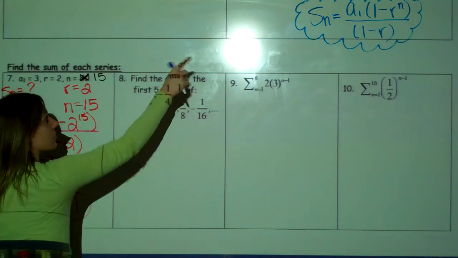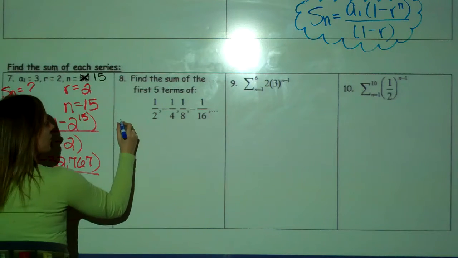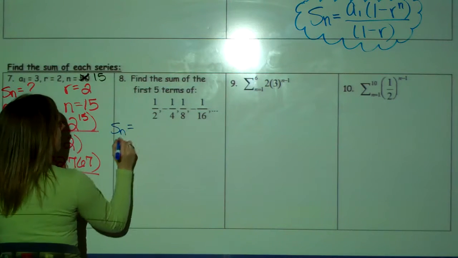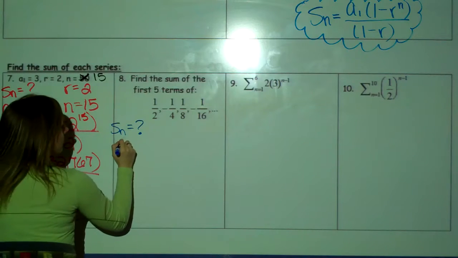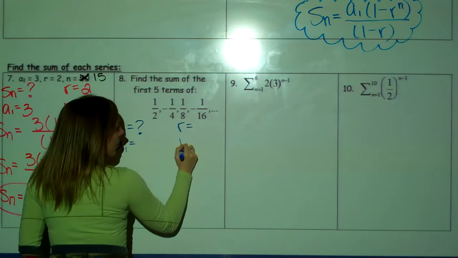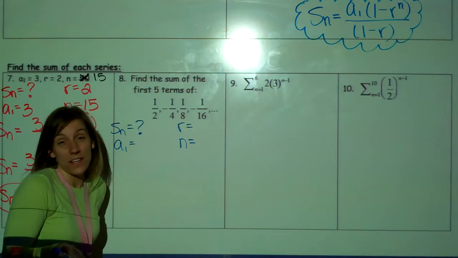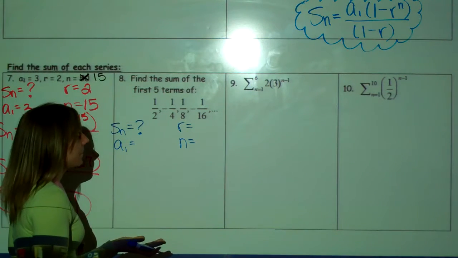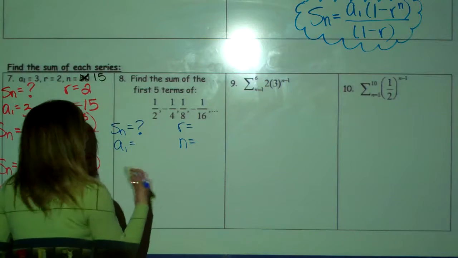Okay, let's use the formula to try and answer this question. Find the sum of the first 5 terms. So sum is what we're finding. The first term, the ratio, and the number of terms. The nice thing is that we don't actually need the last term like our other formula.